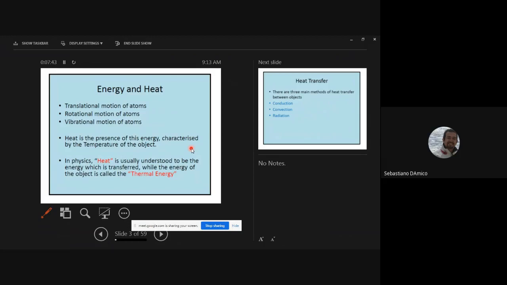Now, in general, when we use the word heat, energy has to be considered in the context in which we use that word. In physics, heat is usually understood to be the energy which is transferred from one object to another. So we are talking about heat when we consider a transfer of energy between two objects. Energy, instead, refers to the thermal energy which is proper to that particular object. So from now on, when we use the word heat, it means the energy transfer.